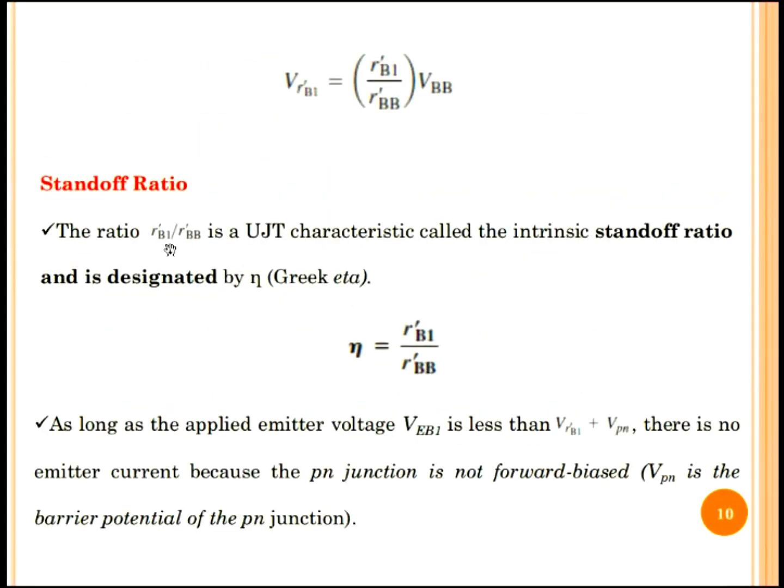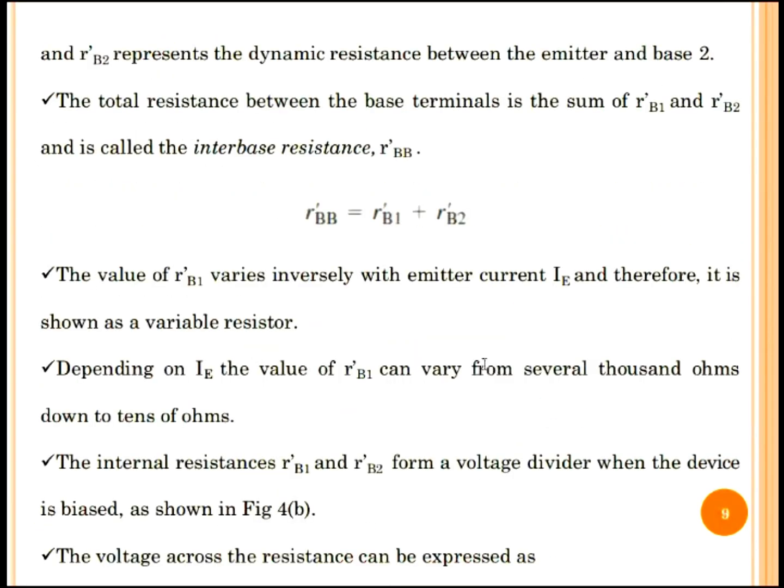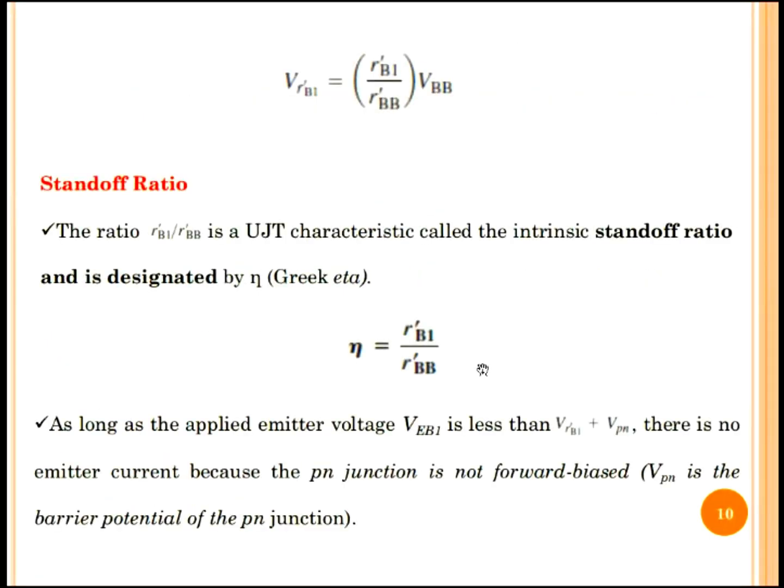The ratio of R'B1 to R'BB is a UJT characteristic called the intrinsic stand-off ratio, and is designated by eta. That's eta, the Greek symbol, we know that. This is how you can calculate the intrinsic stand-off ratio. Basically, R'B1, the resistance across base 1 and the emitter terminal, divided by the total resistance associated with the UJT, R'BB, the interbase resistance. So, not interband, interbase resistance.